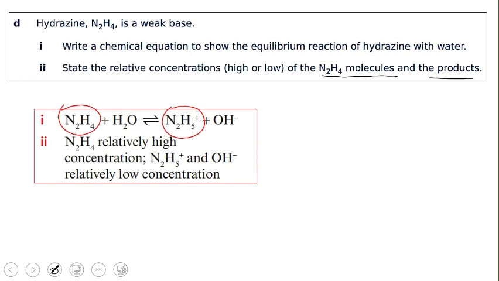As this is a reversible reaction, and we already said that in the case of a weak base or a weak acid, the backward reaction is more favorable. If backward is more, it means this product will be less, its concentration will be less here, and N2H4 will be more. Its concentration will be relatively more as compared to N2H5 positive.